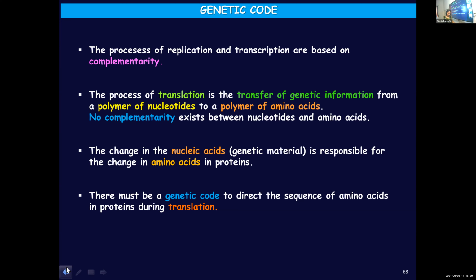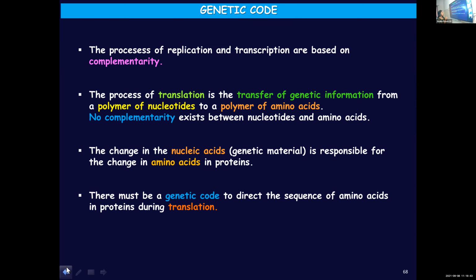So in replication, the information is copied from DNA to DNA, and in transcription, from DNA to RNA. In both cases, as we learned, it happens based on the rule of complementarity.